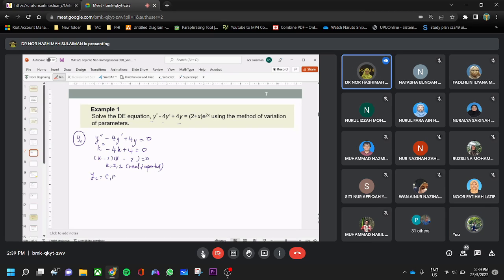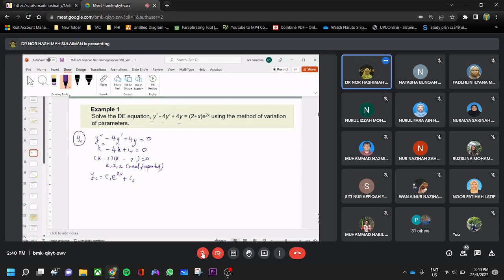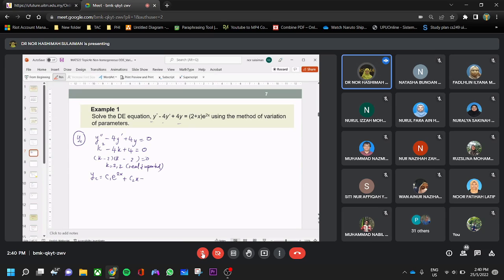C1 e to the power of 2x plus C2 e to the power of... sorry. Baru cakap tapi itulah kadang-kadang cakap lain tulis lain. X e to the power of 2x. Okay, alright. So seterusnya kita nak cari apa?